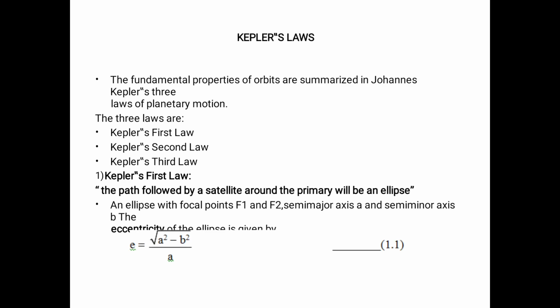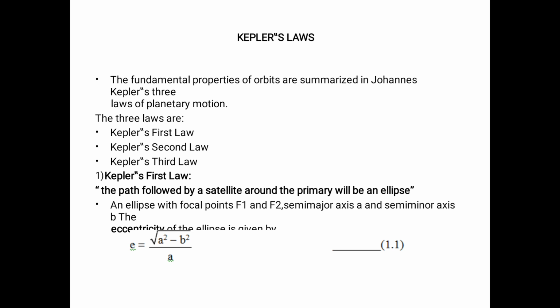The fundamental properties of orbit are summarized in Johannes Kepler's three laws of planetary motion. The three laws are Kepler's first law, Kepler's second law, and Kepler's third law. Kepler's first law: the path followed by the satellite around the primary will be an ellipse, with focal points F1 and F2, semi-major axis A and semi-minor axis B.